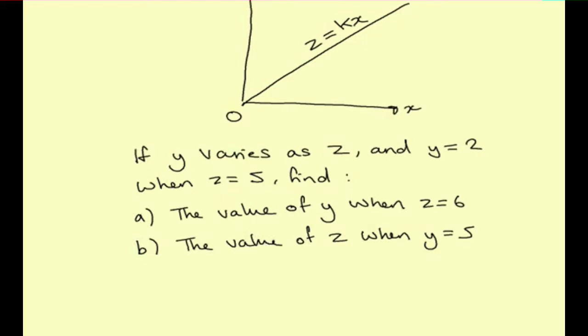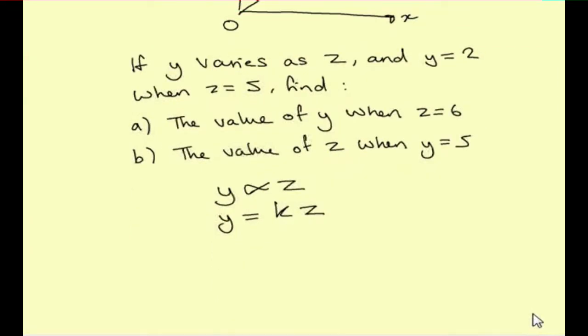So just to note that the word varies means directly proportional to, so it's another word which means the same thing, which you'll often see in maths textbooks and also on exam papers. So the first thing we need to do is just to write out this relationship. So y varies as z, so that means y is directly proportional to z. So replace the alpha with an equals and a k. And don't forget to put the z on there. So y is equal to kz.